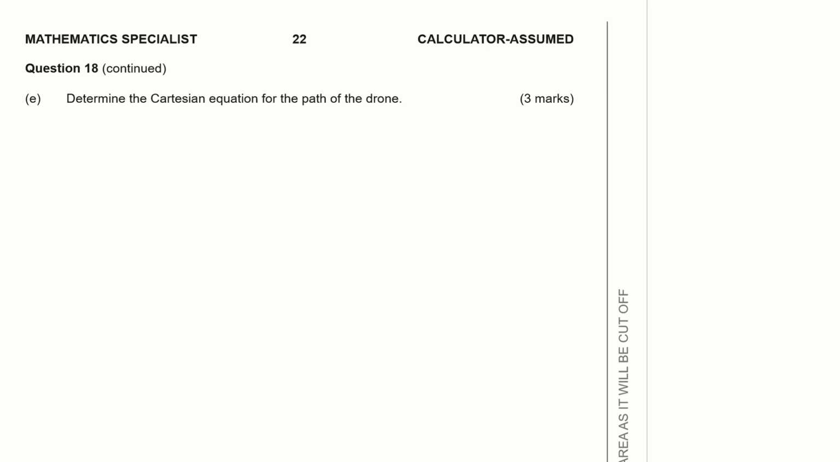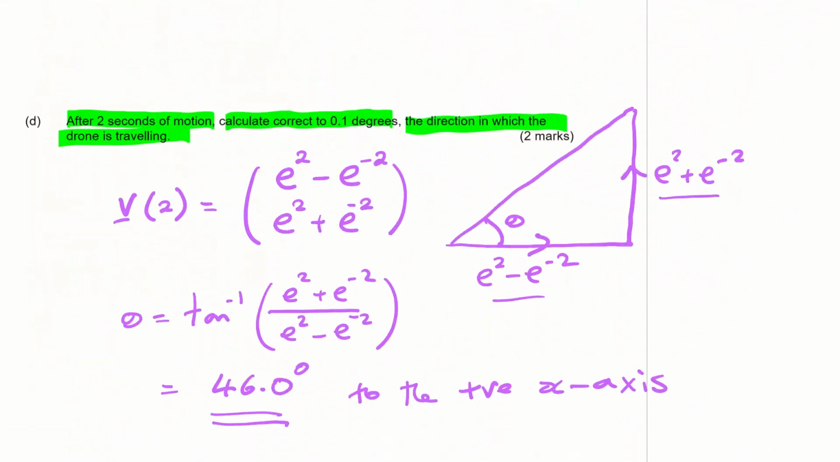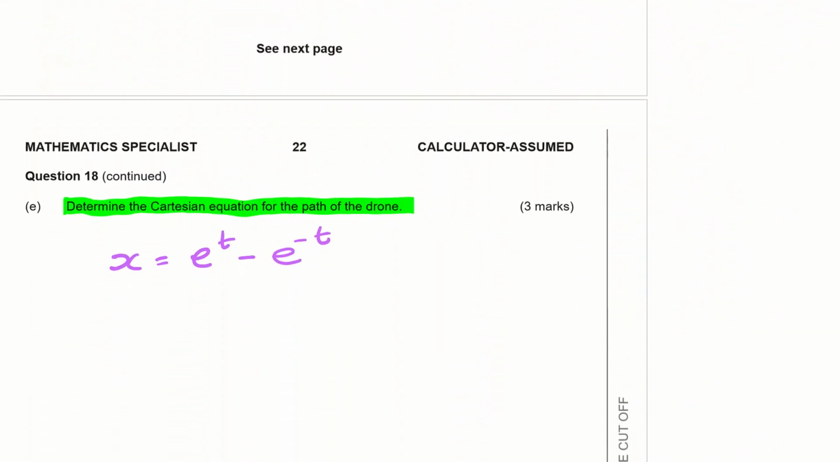So the last part, and this part is a bit tricky. Determine the Cartesian equation for the path of the drone. So we know that x is equal to e to the t take away e to the negative t. Actually, was that one the plus? Let's just go back and check. That one was the plus. And that y is e to the t take away e to the negative t.